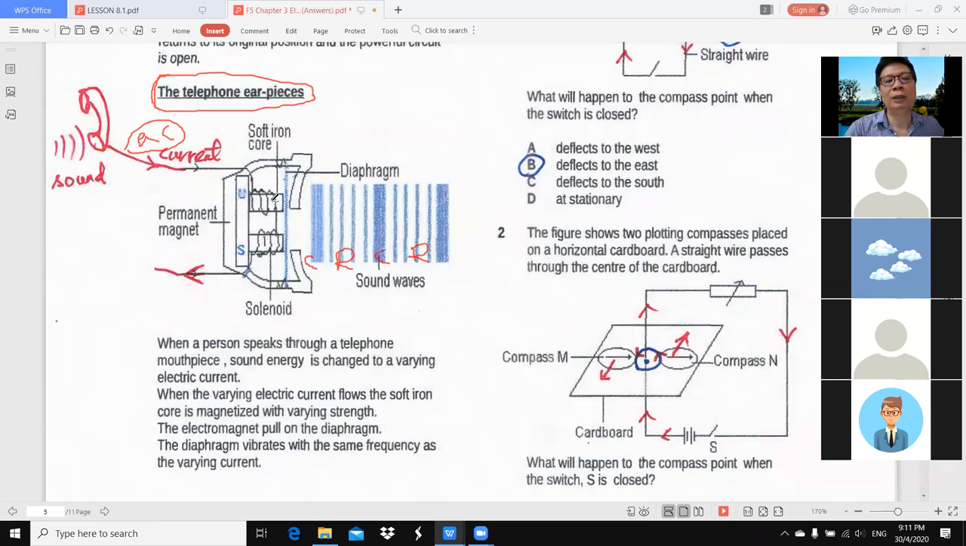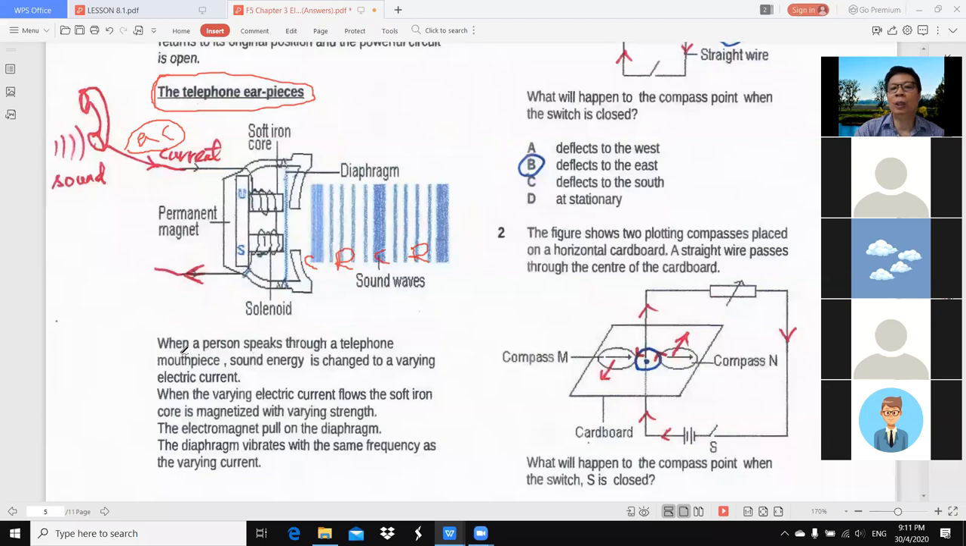But remember, this electromagnet is not constant, it's a varying magnetic field. Varying means the magnitude keeps changing, strong, weak, keeps changing. Very simple. The magnetism keeps changing because this is a changing current, alternating current. It's not direct current. Okay? Understand? How this telephone earpiece works?